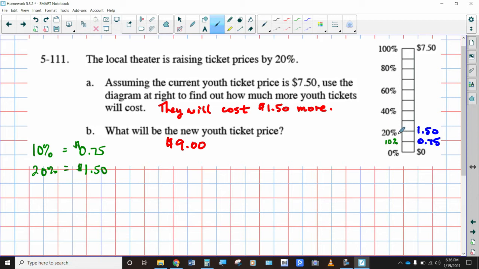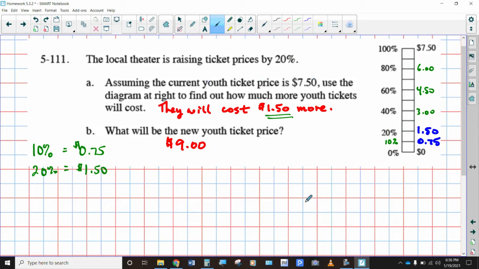So how do we know for a fact that it's going to cost $1.50 more? How do we know that 20% of $7.50 is in fact $1.50? Well, let's continue with this counting sequence. If 20% is $1.50, then 40% must be $3, right? And 60% would be $4.50. If you double the 40% to get 80%, you double the $3 to get $6, which is $1.50 more. Every time you add 20%, you're adding another $1.50. And is $1.50 plus $6 equal to $7.50? Yes, it is. So that confirms that 20% of $7.50 is going to be $1.50.